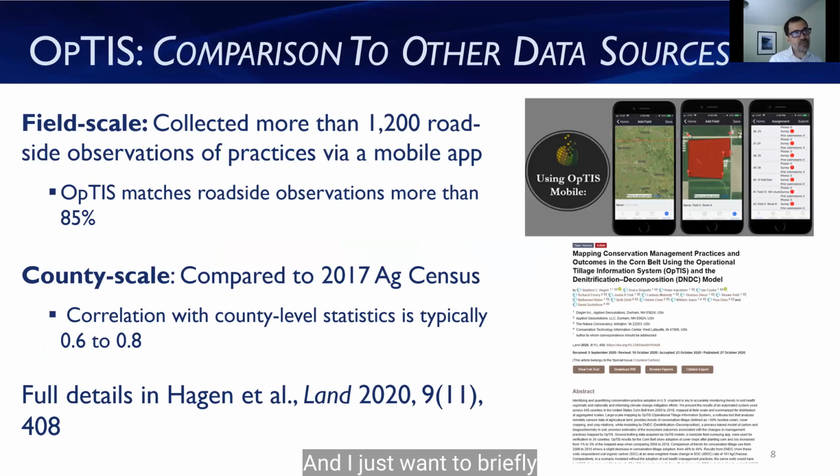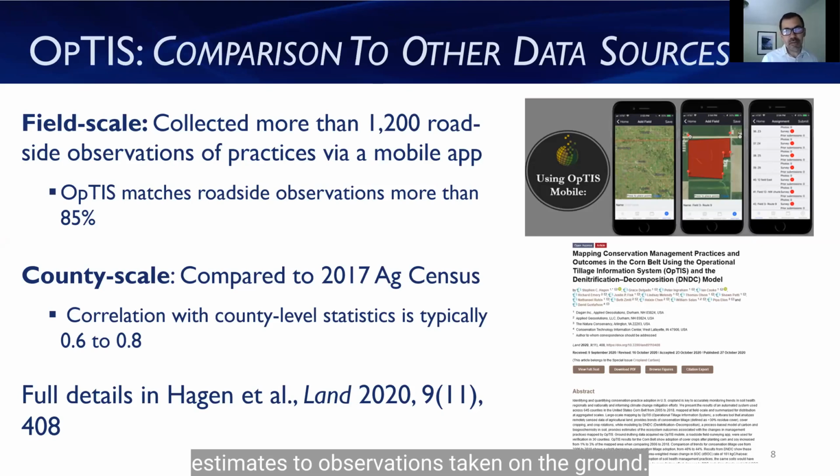And I just want to briefly touch on how OpTIS observations are linked to the ground data. And as we discussed, OpTIS estimates are based on satellite observations and their algorithms. They're not perfect. We get estimates wrong in some places at some times. How do we know that? Well, we know that by comparing OpTIS estimates to observations taken on the ground. And we've collected, by this point, well over 1,000 observations on well over 1,000 fields in the US. And the accuracy is pretty good. It's over 85%. It's not perfect, but it's good.